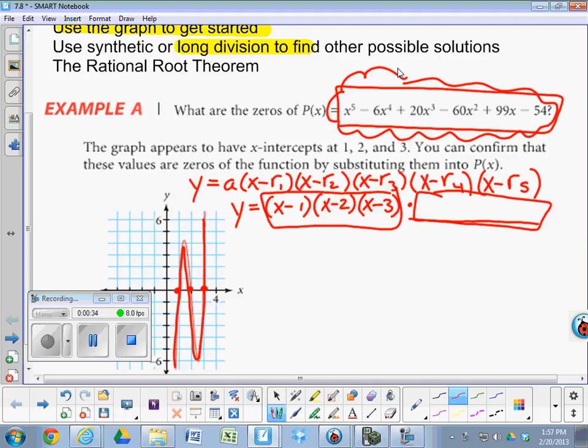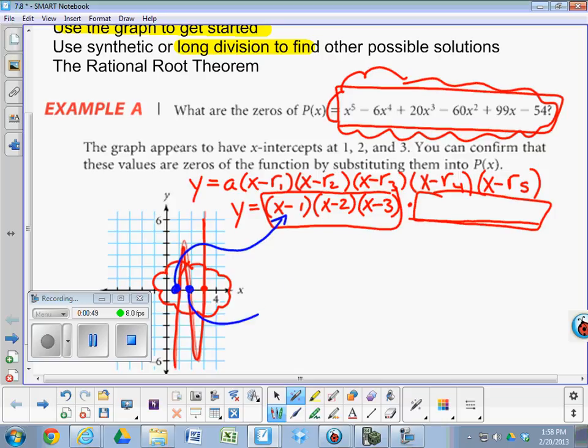Well, we know, based on looking at the roots or the zeros over here, that one factor is x minus 1 because of this 0. And we know that since it crosses at 2, we have an x minus 2. And since it crosses at 3, we know that x minus 3 is a root. Okay?